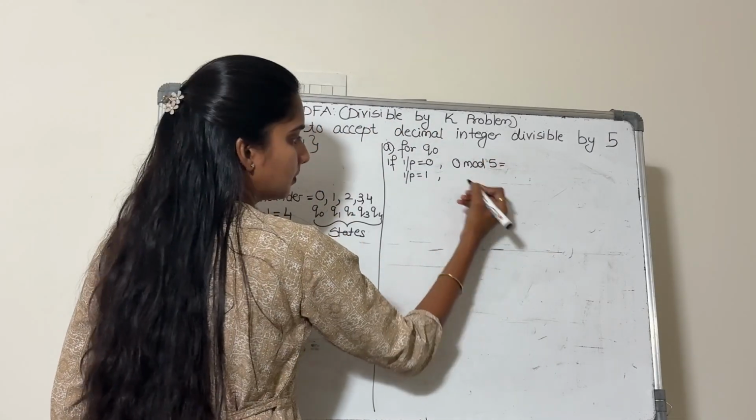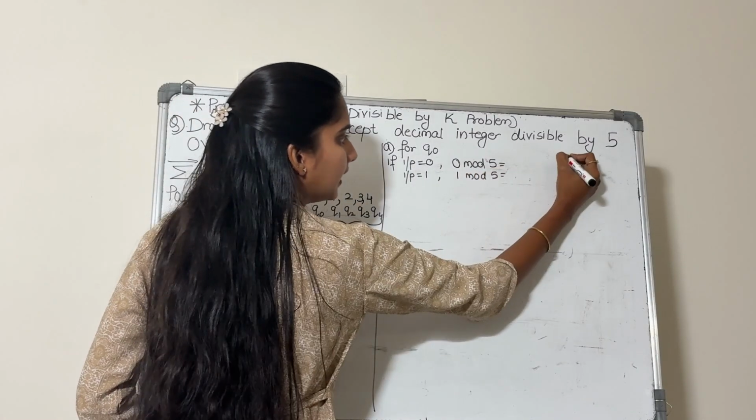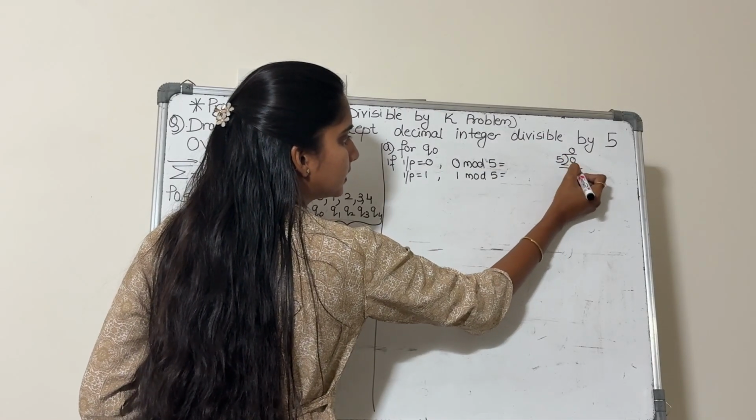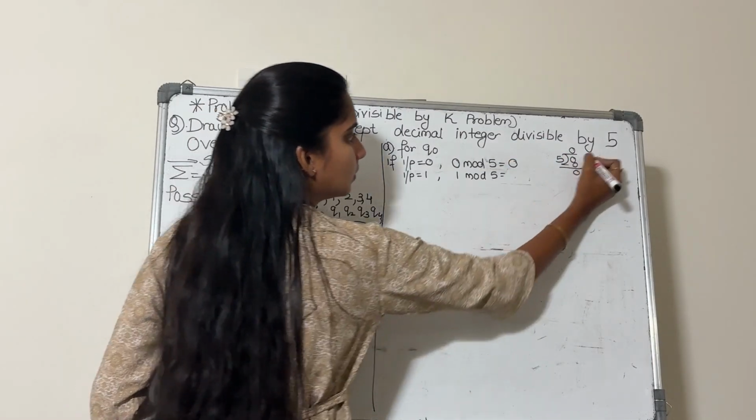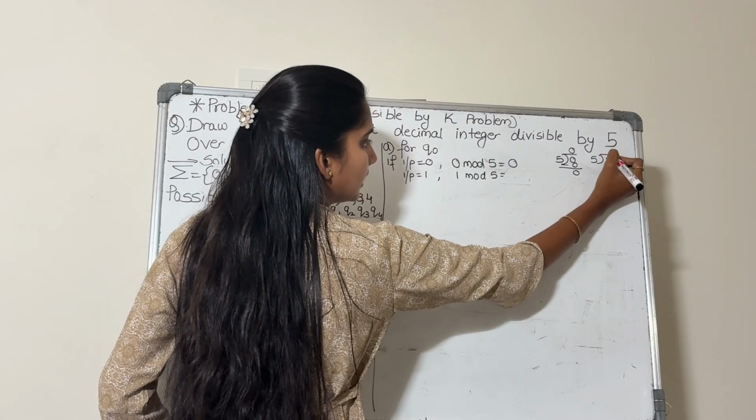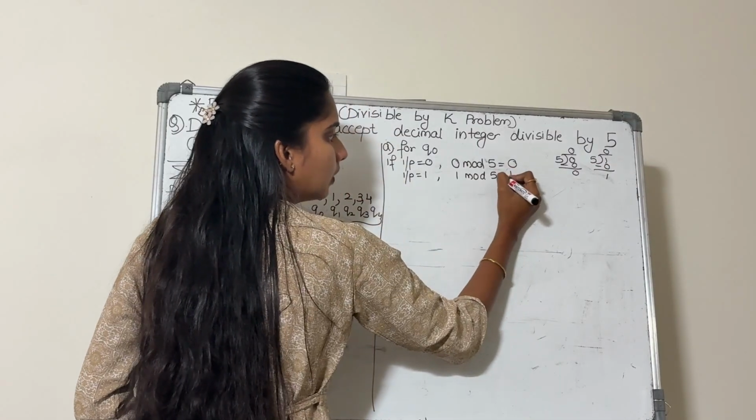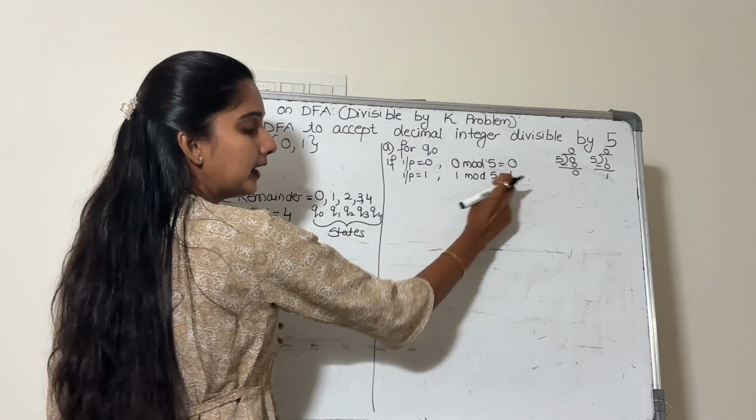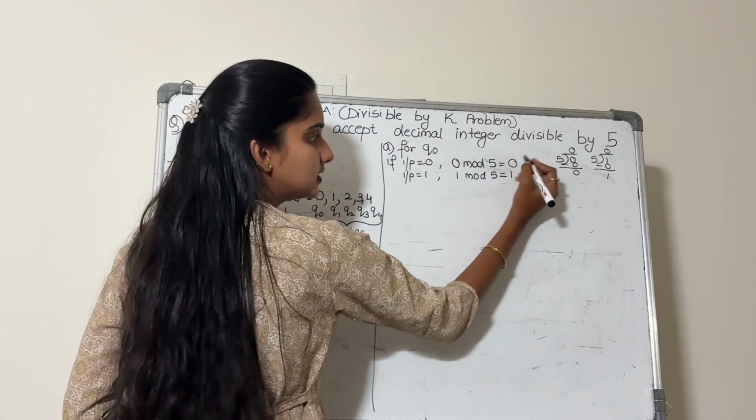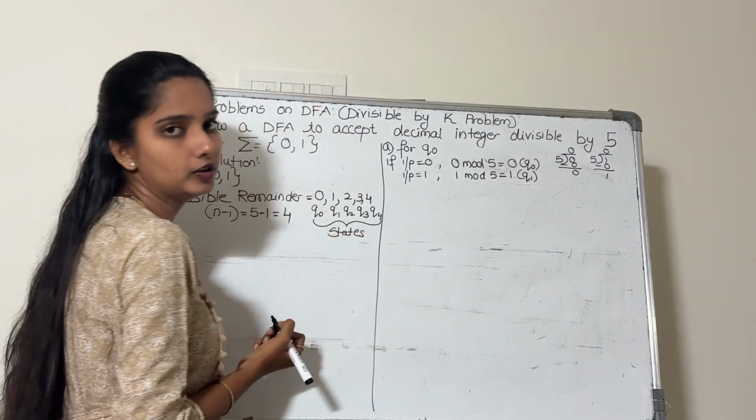Similarly, I'll take the next number. After 0 comes 1, so I'm going to take 1 mod 5. What is the answer? For 0 mod 5, the remainder is 0. Similarly, if I take 1 divided by 5, 5 zeros are 0, so my remainder is 1. Whatever remainder you are getting is the state that Q0 is going to go to. I'm getting 0 over here, so it is Q0. Similarly, it is Q1 over here.